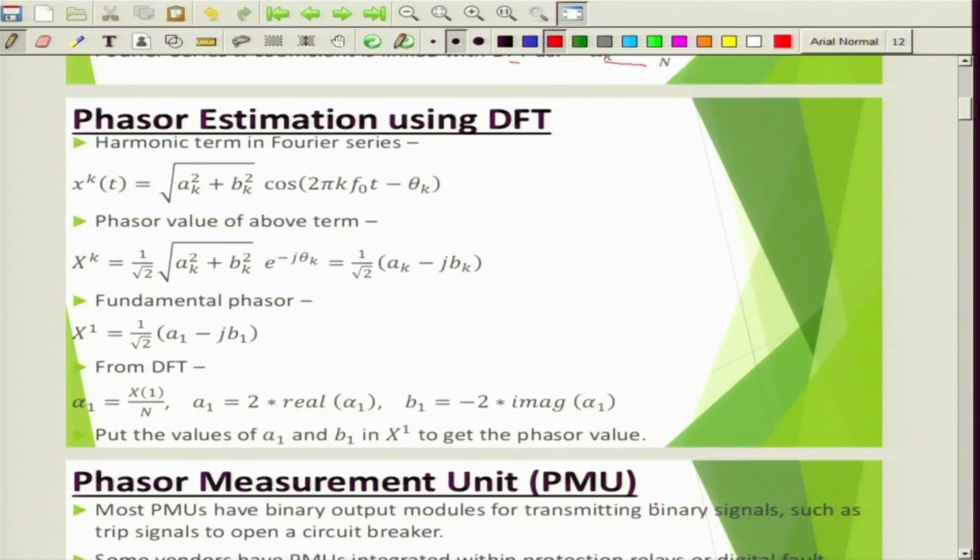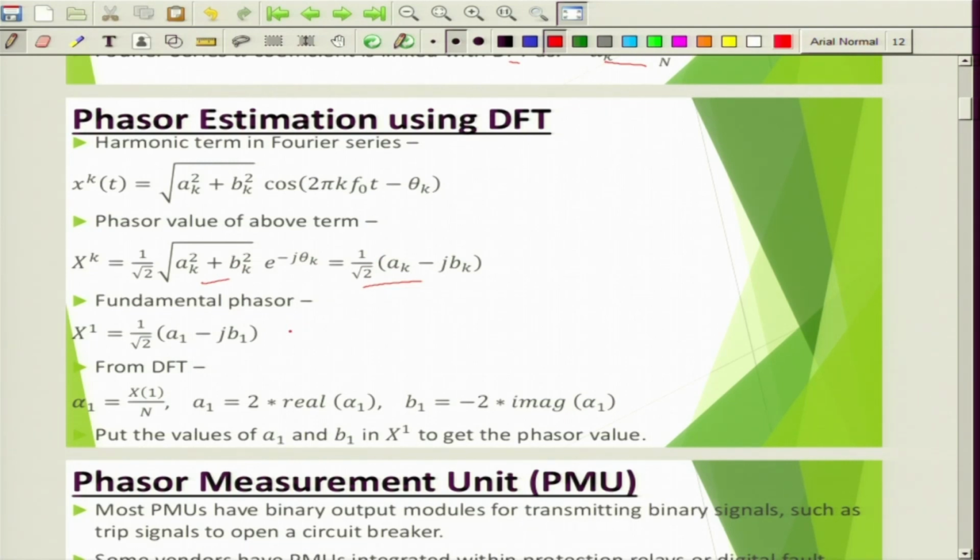Now, phasor estimation using discrete Fourier transform. The harmonic terms in the Fourier series can be expressed as square root of a square k plus b square k, cos of 2 pi k f naught t minus theta k. The phasor value of the above term is 1 by root 2 into square root of a square k plus b square k, which is the magnitude, into e to the power of minus j theta k.